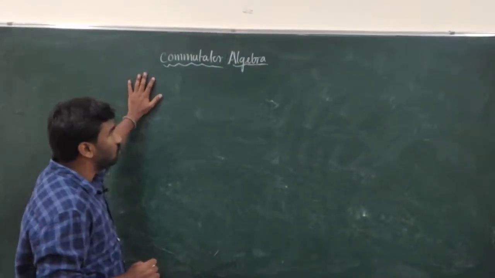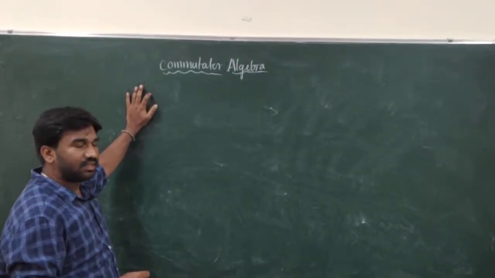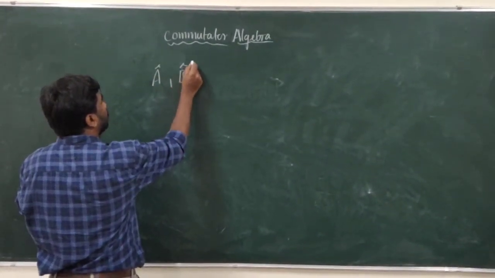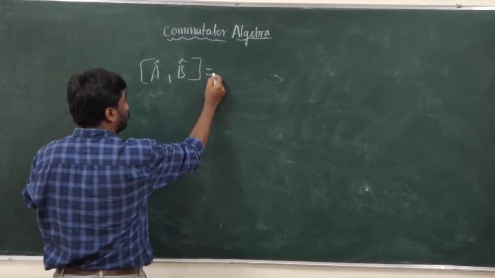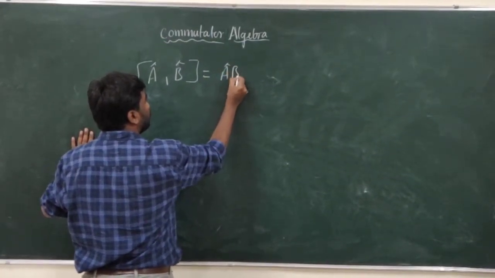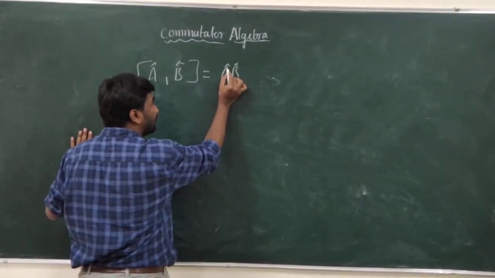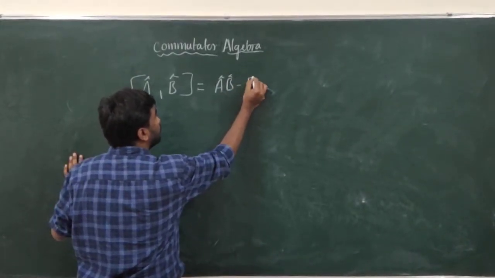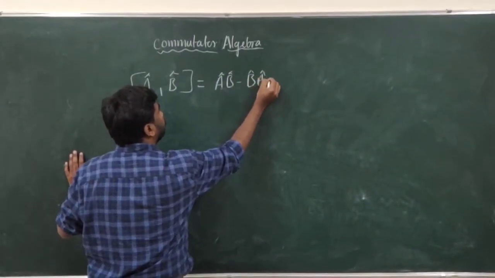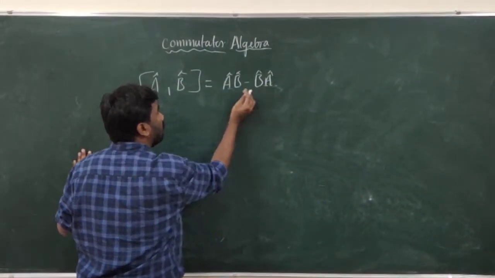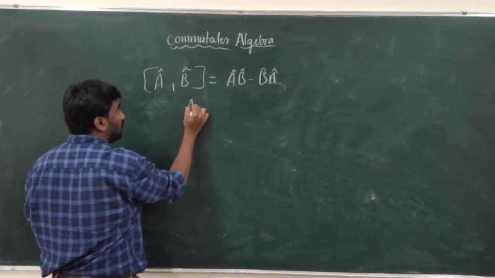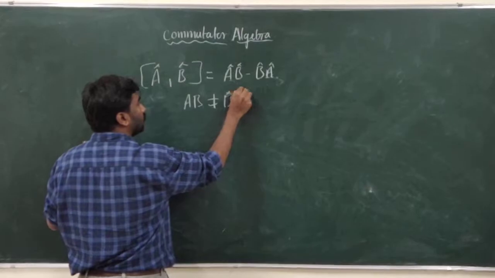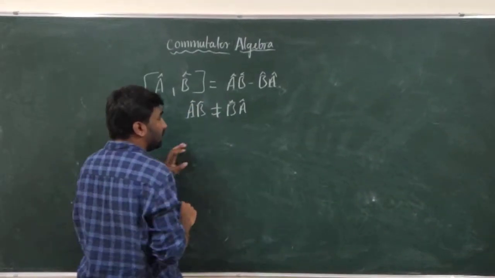So the commutator of two operators A and B is defined as [A, B] is equal to AB minus BA. So if you have to represent this operator, always write it in terms of AB minus BA. Okay, this order is very important. So AB is not equal to BA. We already studied this property.